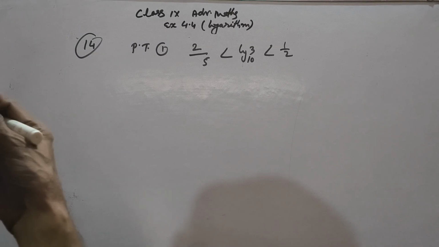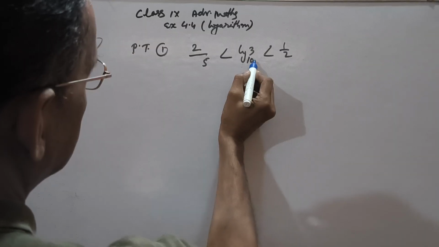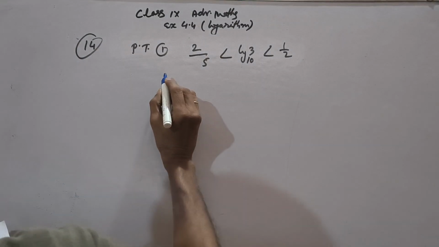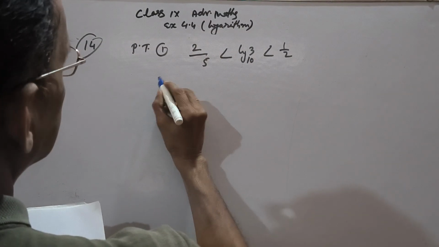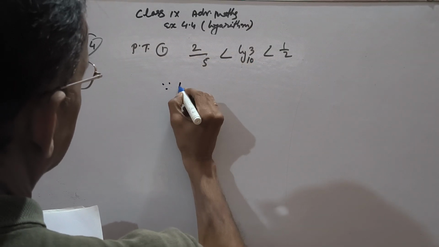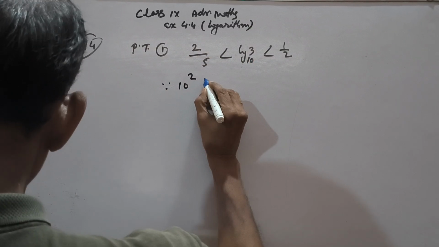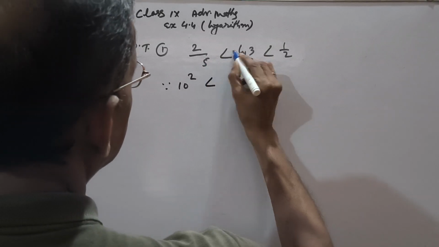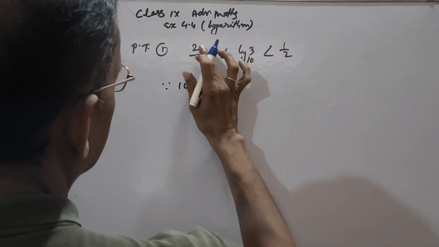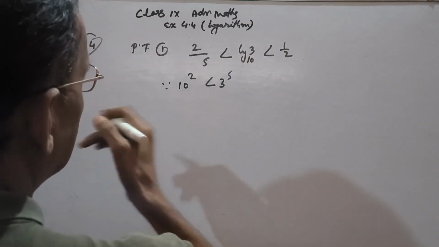Let's start now. See, 10 to the power 2 is less than 3 to the power 5. Here we get the idea. 10 to the power 2, 3 to the power 5.